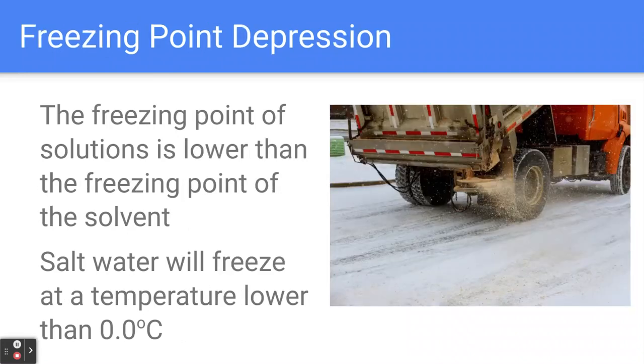And then freezing point depression, the freezing point of solutions is lower than the freezing point of the solvent. So salt water will freeze at a temperature lower than 0 degrees Celsius. And this is why we salt our roads. So the salt reacts with the water, makes a solution. And so now that salt water won't freeze at 0 degrees Celsius. It'll freeze lower.